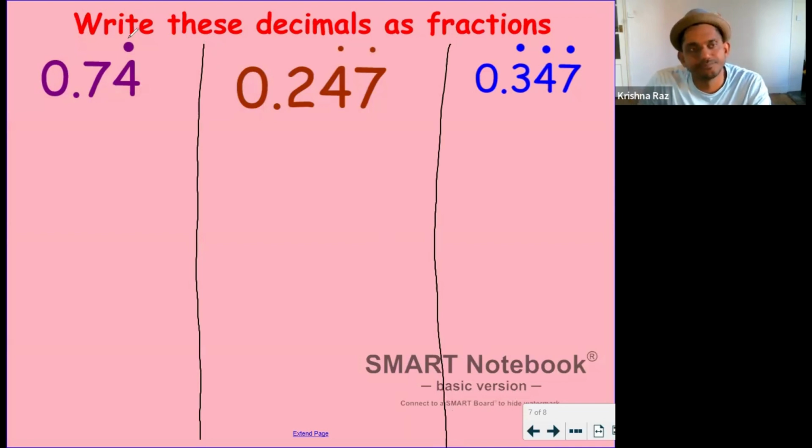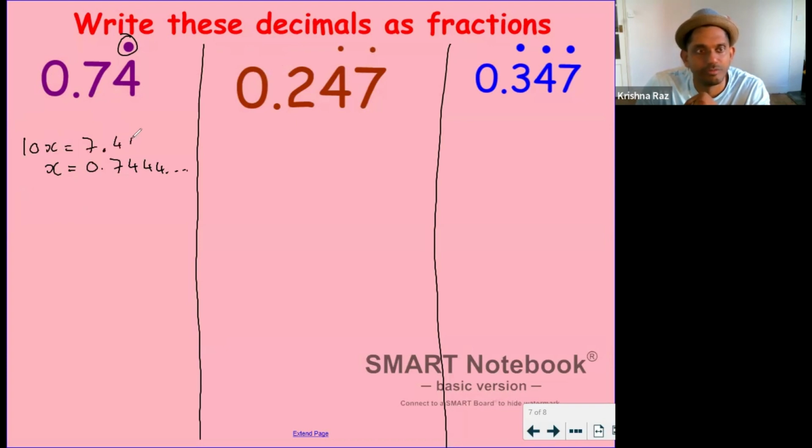So the first one, we have 1 dot. So we're going to multiply by 10 once. So 10x is 0.74444. x was 0. No, that was silly, wasn't it? So x was 0.74444. So 10x is 7.4444. You can see there, the recurring part cancels.